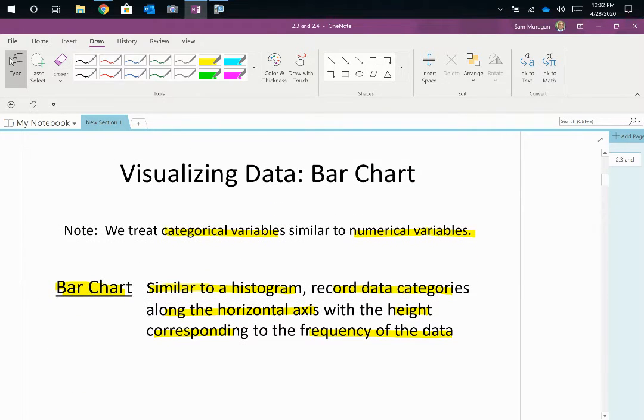Now, I've highlighted some things on the notes here that you can look at. We treat categorical variables very similar to numerical variables. However, a bar chart is used for categorical data. Similar to a histogram, the bar chart records data categories along the horizontal axis with the height corresponding to the frequency of the data.